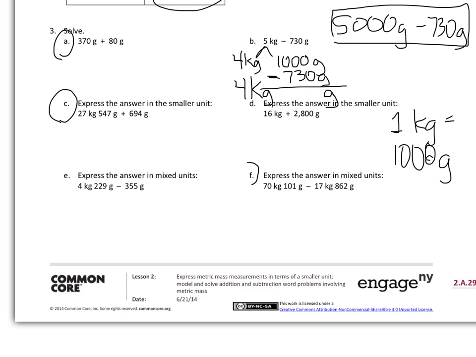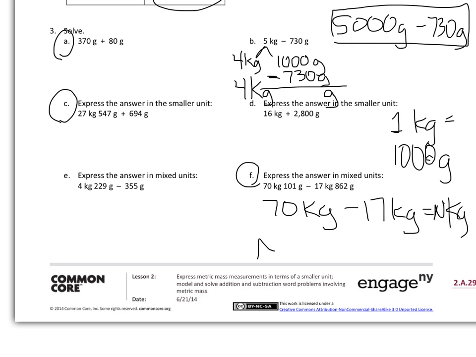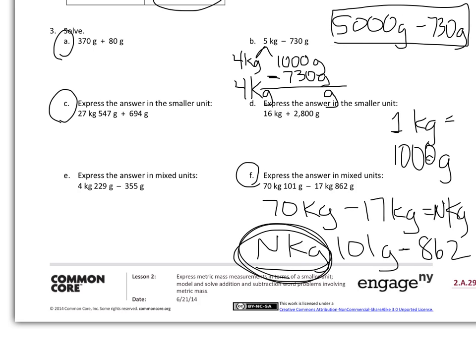On problem F, there's another method that students can use. They can first subtract the kilograms. So 70 kilograms, subtract 17 kilograms, and get some total of kilograms. So whatever that number is. Then that number of kilograms and the 101 grams, then they can subtract the 862. And again, they can decide to change this whole number that they just solved for into grams, or they can break it into 1,000 grams and one less kilogram, and that will also solve it.